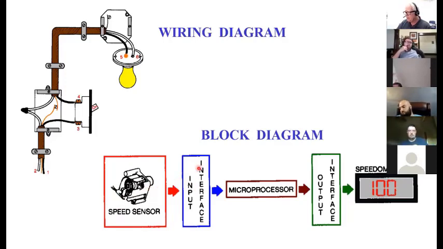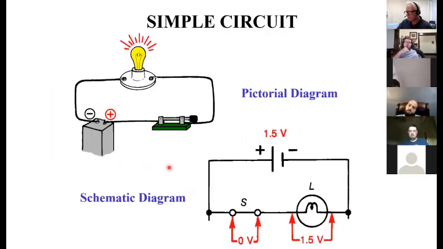Then that gets input into an interface that converts it for a microprocessor. We'll learn a lot more about this stuff later on. And then it goes back out into the real world. So here's the real world. It gets into the computer here and comes back out in the real world as a digital display. Simple series circuit.